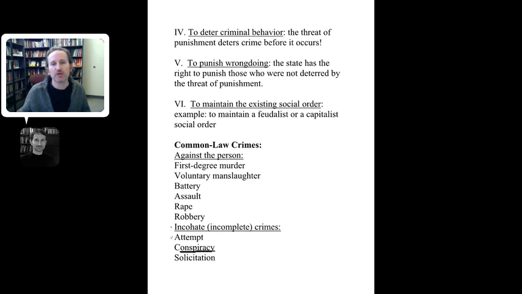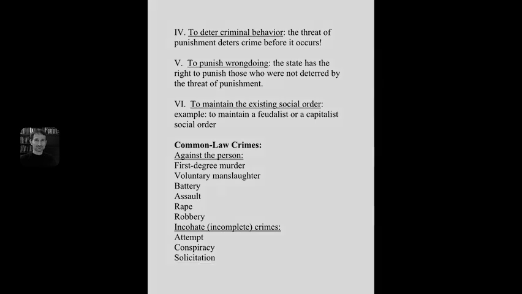Conspiracy, working in collusion with other people, for example, to commit a crime. Solicitation, you hear about this quite a bit with things like, for example, prostitution. Someone was attempting to engage a prostitute, soliciting a prostitute for sex.